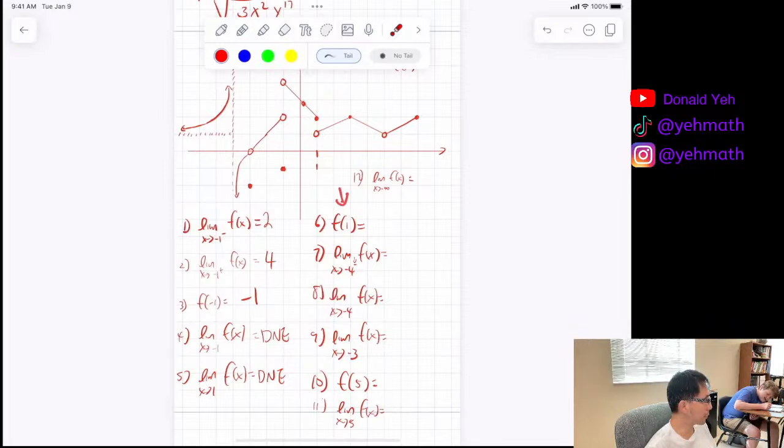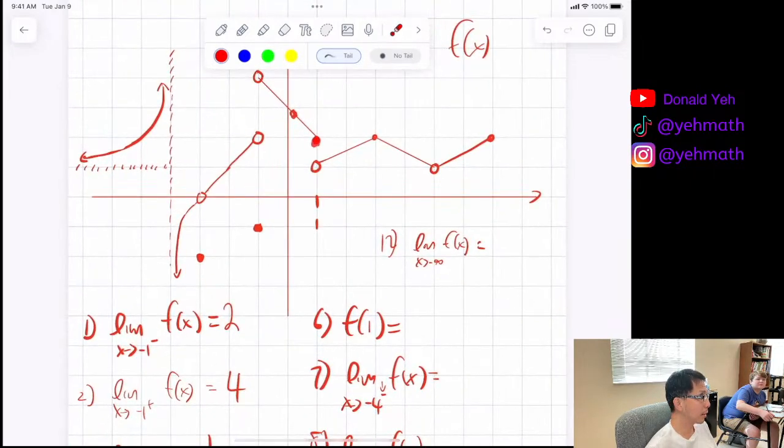Wait, what did you say first answer? What did she say the first answer? She said 1. Okay, that's what I heard. No, it's not 1. Now, Giovanna, pay attention. This means x equals 1. So x equals 1, do you see any black dot? Where are the black dots? This is a black dot right here.